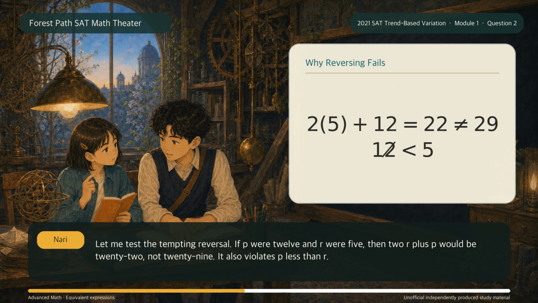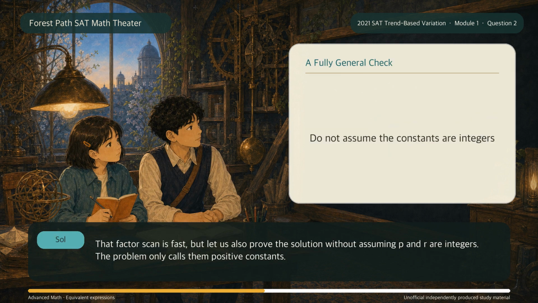Let me test the tempting reversal. If p were 12 and r were 5, then 2r plus p would be 22, not 29. It also violates p less than r. That factor scan is fast, but let us also prove the solution without assuming p and r are integers. The problem only calls them positive constants.